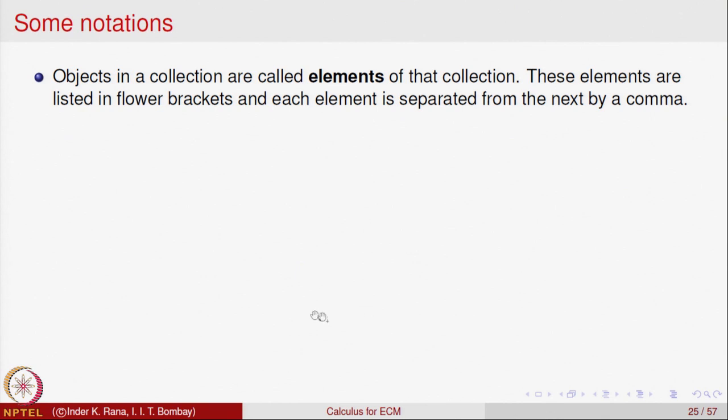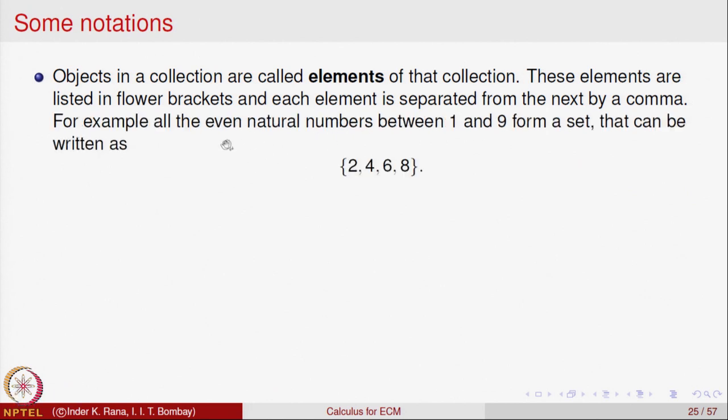Once we have defined what a set is, it is a collection of objects. Objects in a collection are called elements of that collection. So, each object in it is called an element. How is a set written? We use the flower brackets, and write down the elements inside, separated with commas.